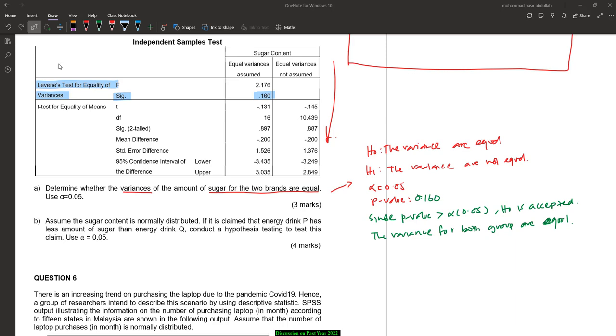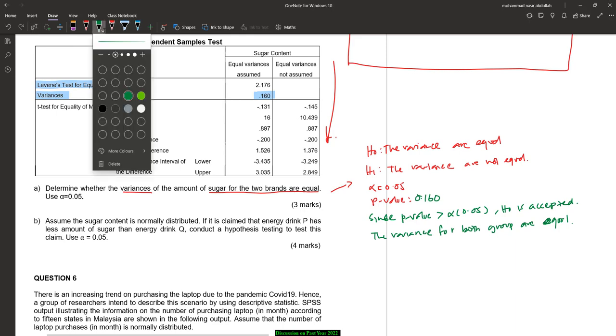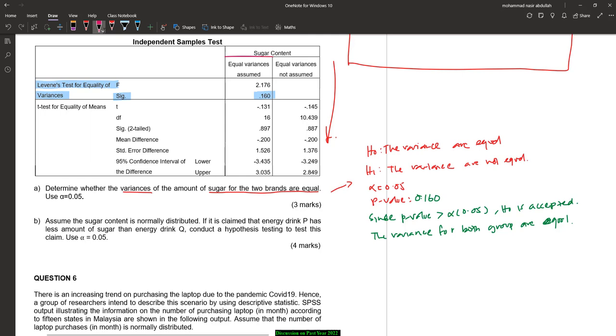Since the variances are equal, we're going to focus on the first table. Equal variance assumed. We're going to focus on the first table. The second table we ignore, because our conclusion is that the variances are equal.